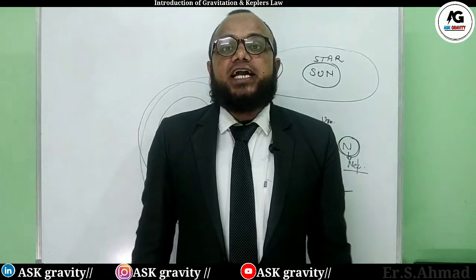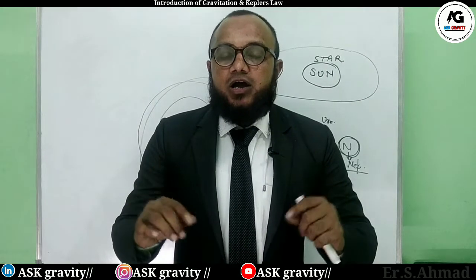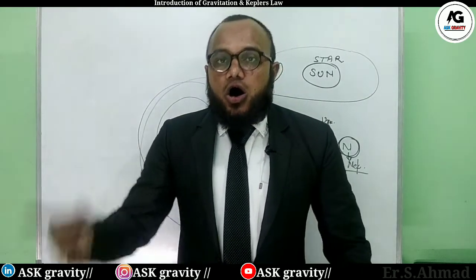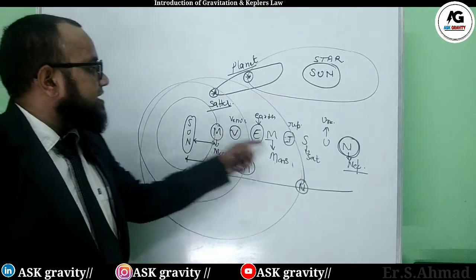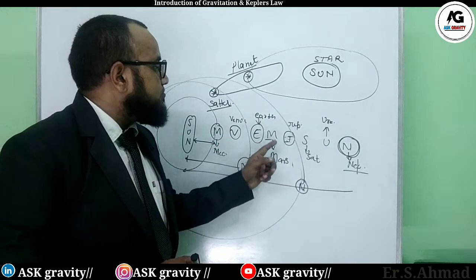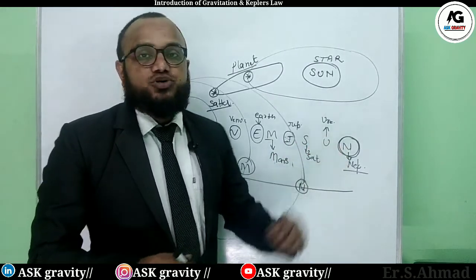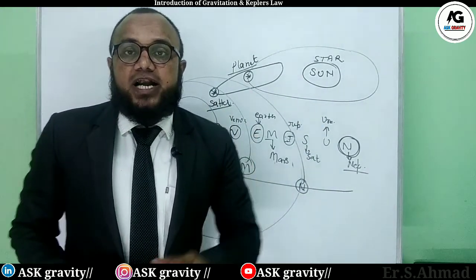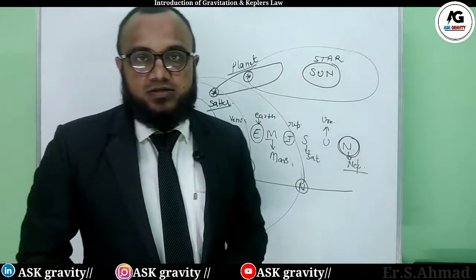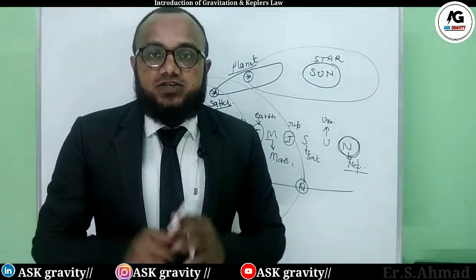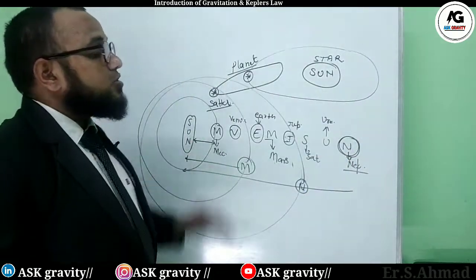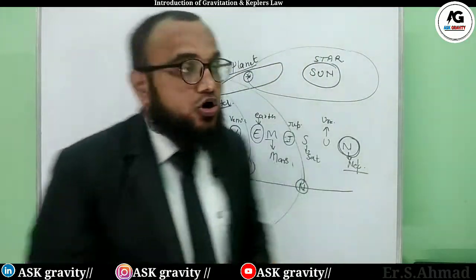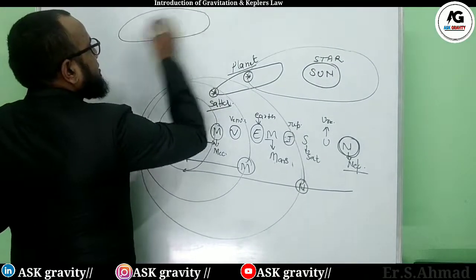law of planetary motion. Kepler gave 3 laws: law of area, law of orbit, and law of time period. According to the law of orbit, all these planets, that is Mercury, Venus, Earth, Mars, Jupiter, Saturn, Uranus and Neptune, revolve around the sun in an elliptical orbit, and the sun is at the focus. An ellipse has 2 foci and 2 vertices. So the shape of the ellipse is like this.